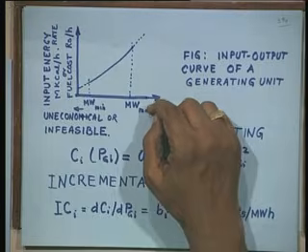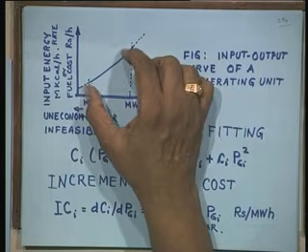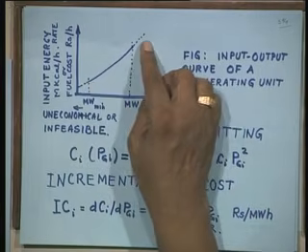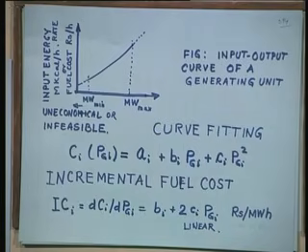Why there are two limits shown here, megawatt min and megawatt max, and within this range there is a solid curve, beyond this and below this is a dotted curve. Any generator you take, if it is operating, it has to operate at a certain minimum generation, otherwise what is the point in starting that generator?